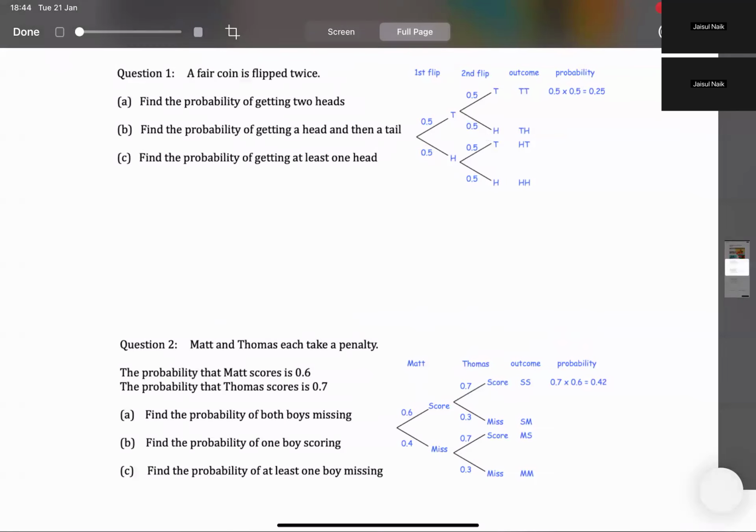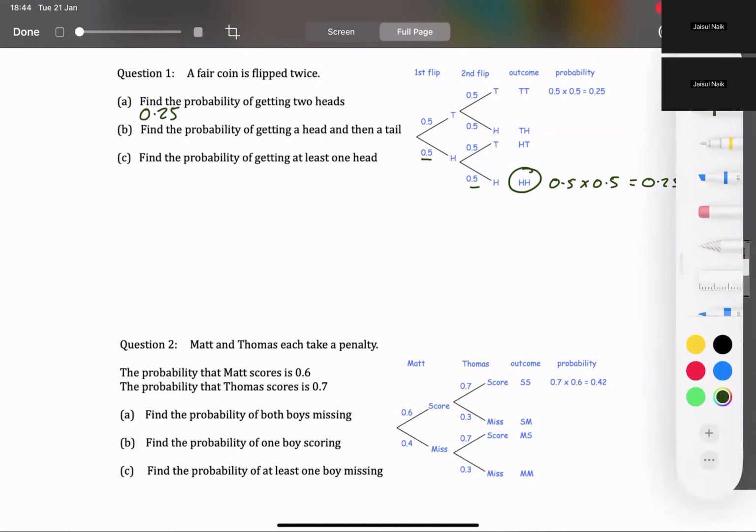The first question says, what is the probability of getting two heads? So out of my four, which one has two heads? It's only going to be that fourth one, right? So that's the only one I have to work out for part A. So that's 0.5 times 0.5, which is equal to 0.25. Okay. So the answer for part A is 0.25.